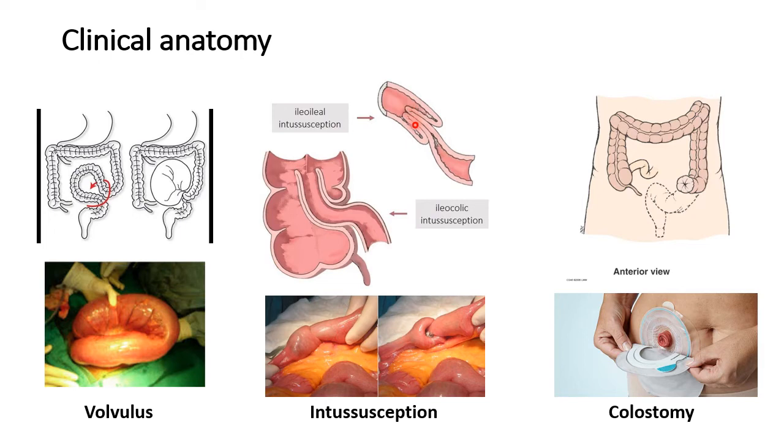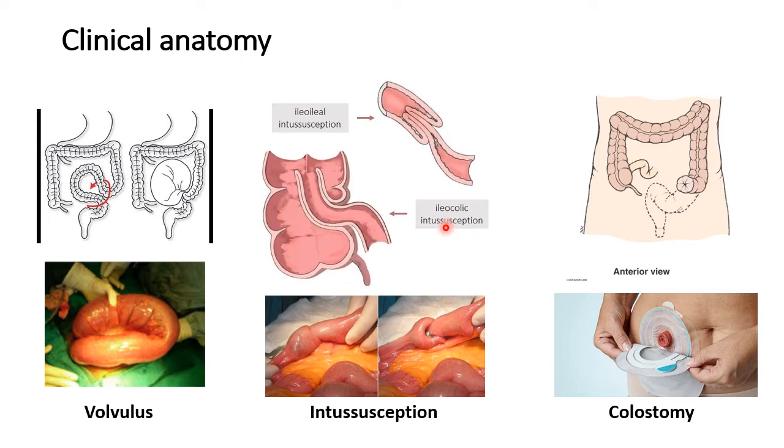So it's one part actually, but a segment of it enters into the other segment, and it continues until the one which is inside gets blocked. So this is one of the causes of intestinal obstruction. So in this case it can happen between the ileum gets inside the cecum.